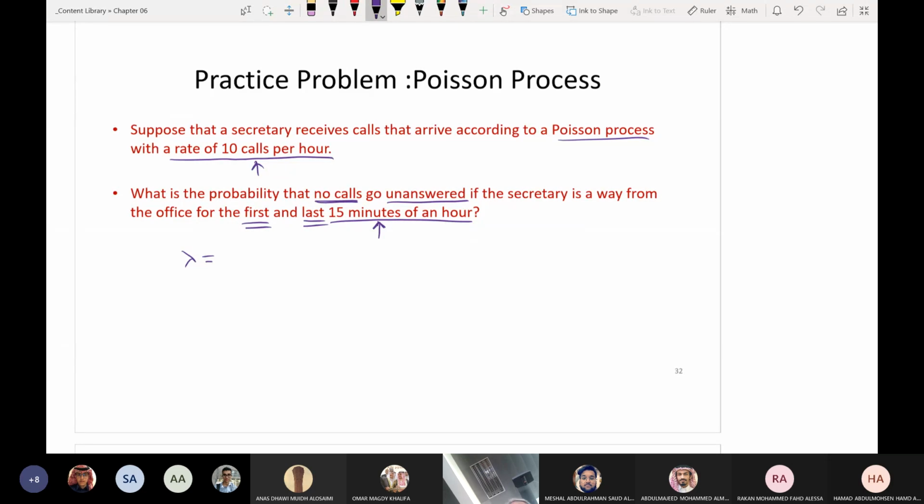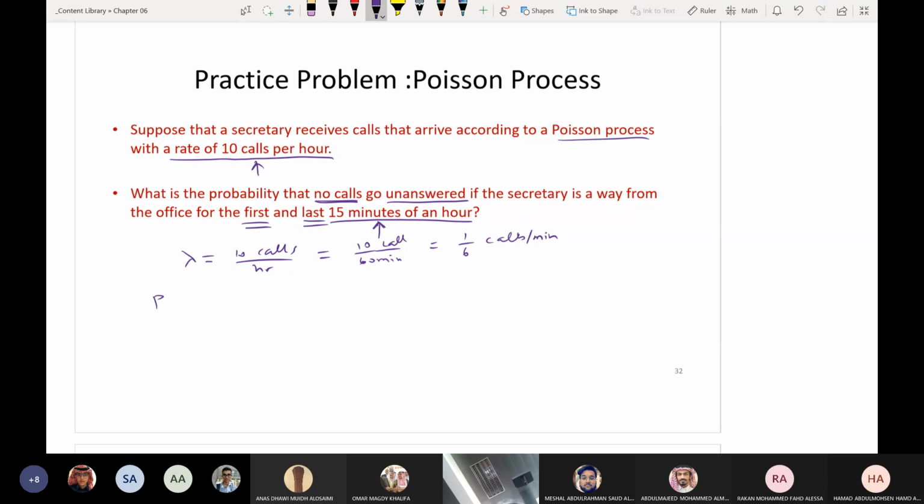So basically lambda is 10 calls per hour. However, we are interested in minutes because the question is about per minute. We are talking about 15 minutes and so on. So you can write it as 10 calls every 60 minutes, which is 1/6 calls per minute. And we are interested in the probability.